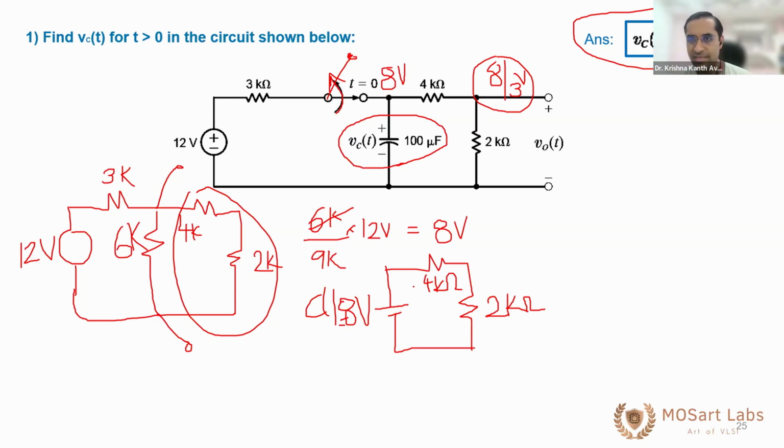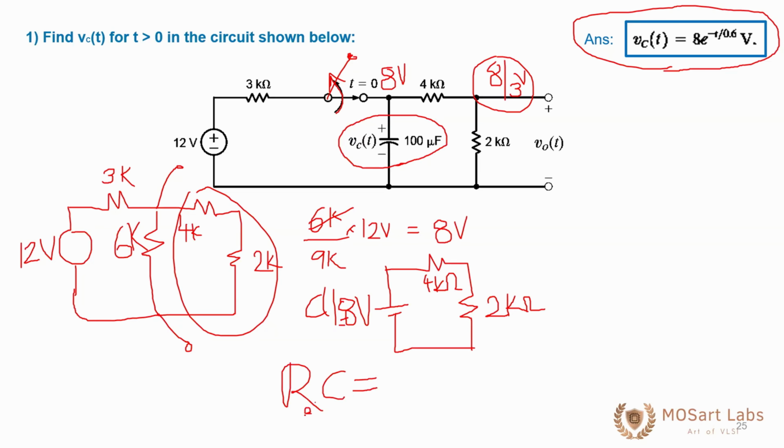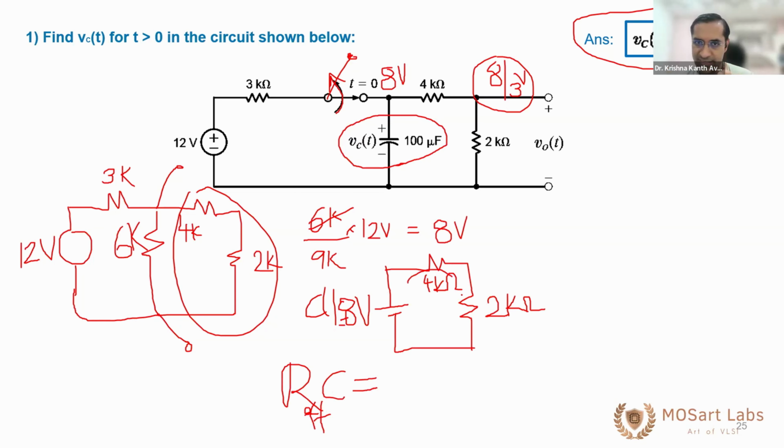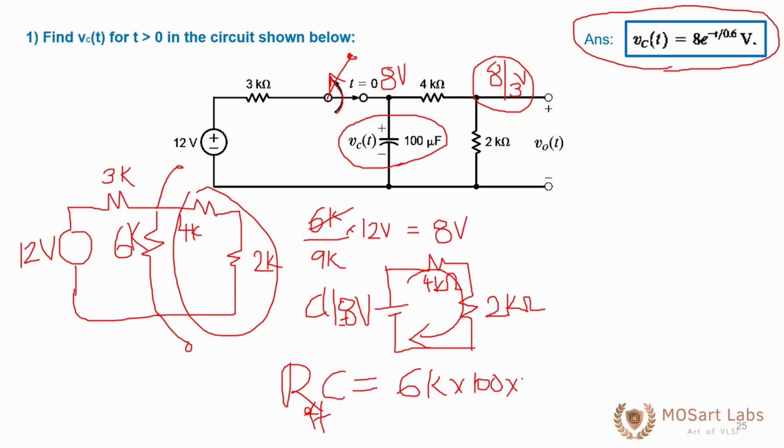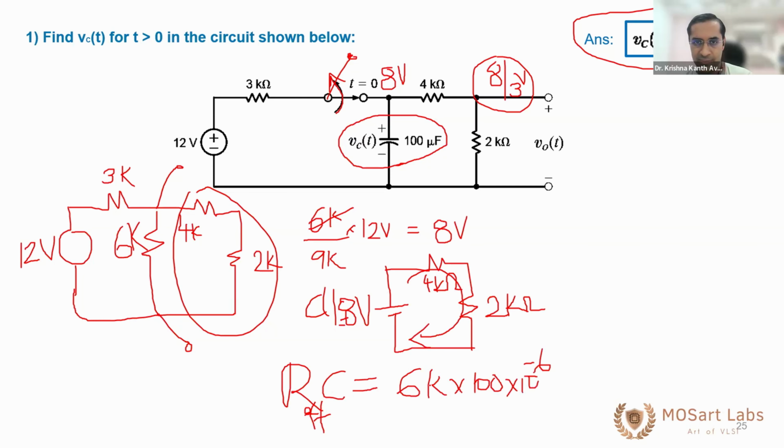So what is your voltage on the cap at t equal to plus infinity? It starts at 8 volts and goes to 0. What is the time constant of the cap? RC. Now tell me, what is R effective? It is 6 kilo ohms. Why? For this, 4 kilo ohm and 2 kilo ohm are in series, right? So 6 kilo ohms multiplied by the capacitance of 6 micro, into 10 power minus 6. This is kilo, that is micro, so you end up with roughly around 0.6.